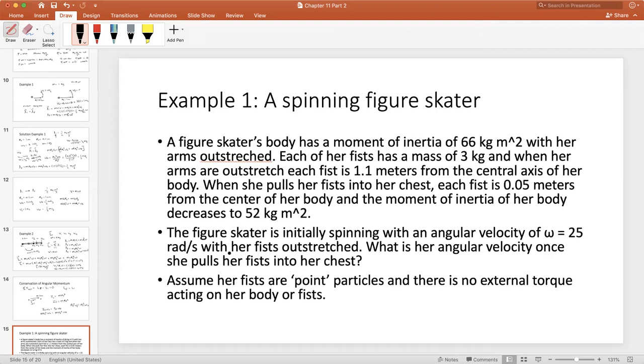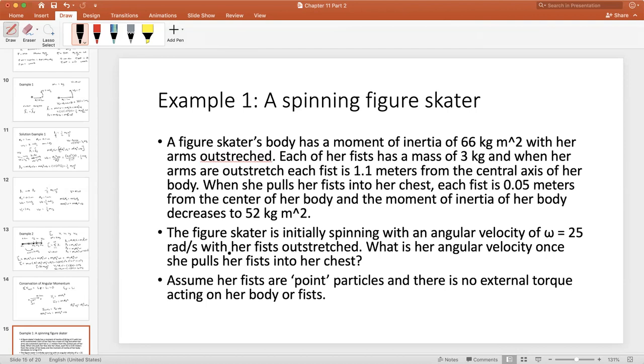Each of her fists has a mass of 3 kilograms, and when her arms are outstretched, each of those fists is 1.1 meters from the central axis of her body. But when she pulls her fists into her chest, each is only 5 centimeters away, and the moment of inertia of her body decreases to 52 kilograms times meter squared.